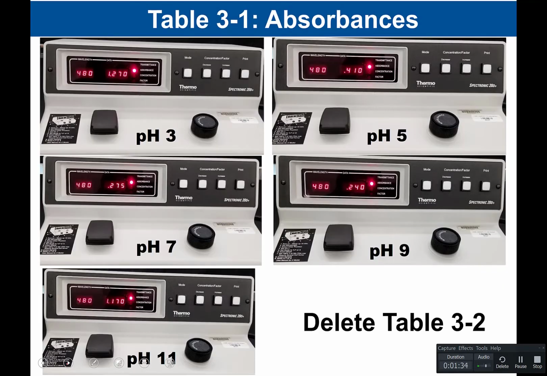So this is just to summarize your data for table 3-1. So what I did was I took pictures of the spectrophotometer and I indicated the pH next to it. So you have your data. So you're going to record your absorbance, and the absorbance, for example, for pH 3, you're going to record 1.270. That's your absorbance for pH 3. Record it for 5, 7, 9, and 11 in table 3-1. You are going to delete table 3-2 because obviously we don't have class data since you're not in class. When you graph, you'll graph table 3-1 instead.